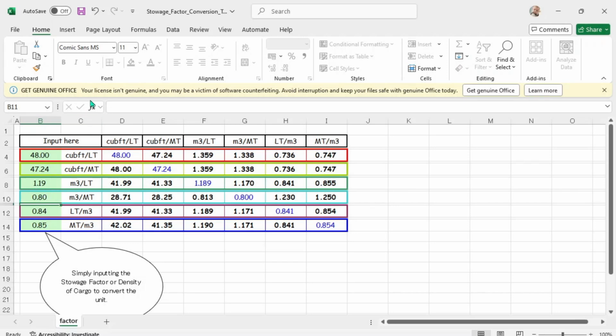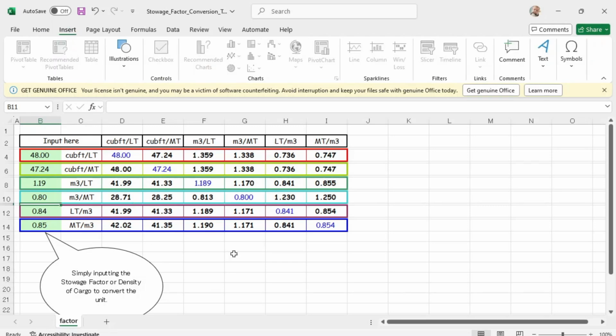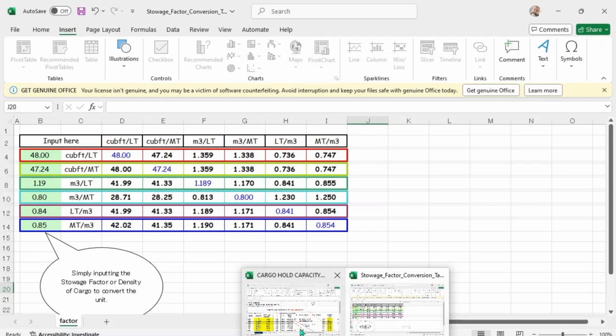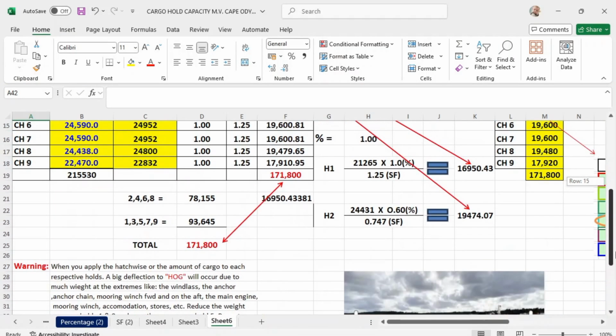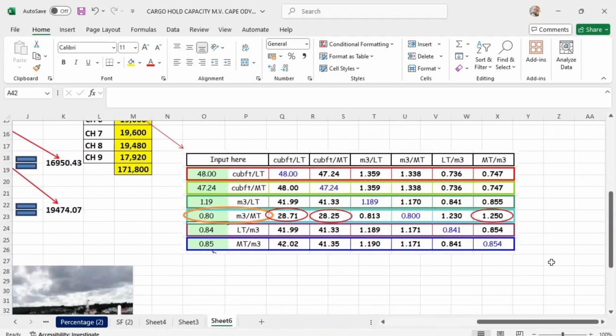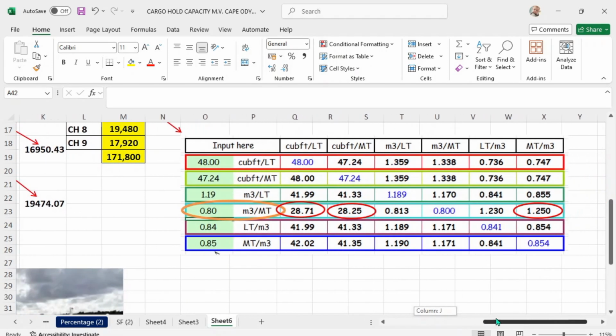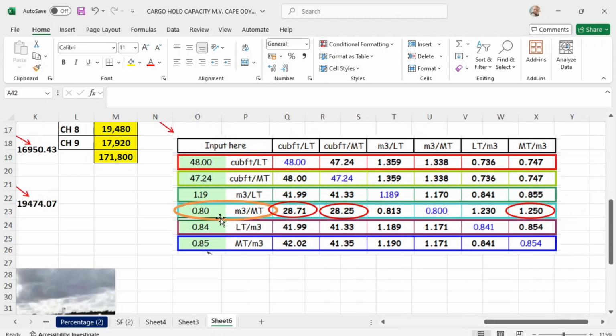So we have here cubic meters per metric tons, 0.80. The value for cubic feet per long ton will be 28.71. For cubic feet per metric tons it will be 28.25, and for metric tons per cubic meter it will be 1.25. Okay, so take note of this one, guys.